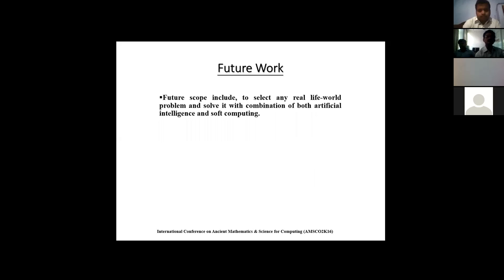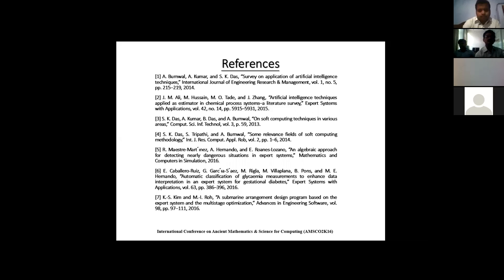My future work. Future scope includes selecting any real life world problem and solving it with a combination of both artificial intelligence and soft computing. Here are my references.